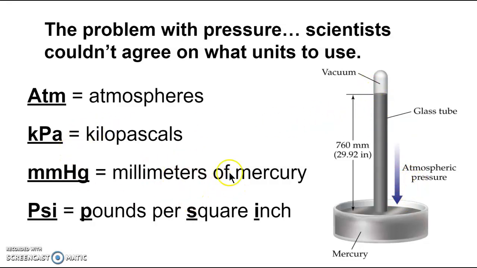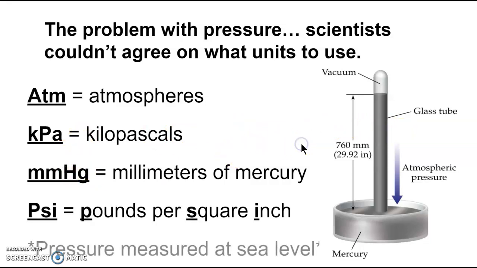And again, this one's measured in millimeters of mercury, and that's what it looks like. That's why it's called millimeters of mercury. And Hg is just its symbol on the periodic table.